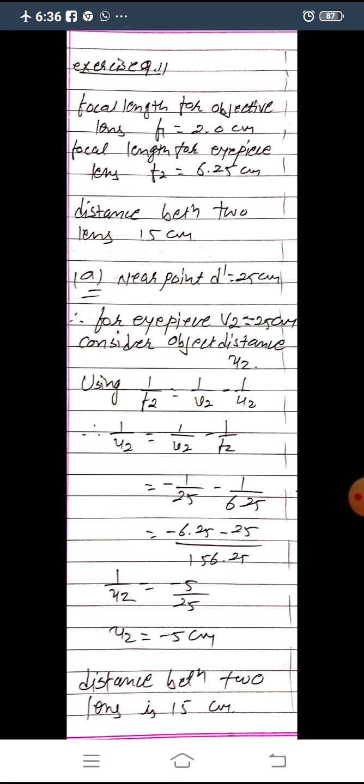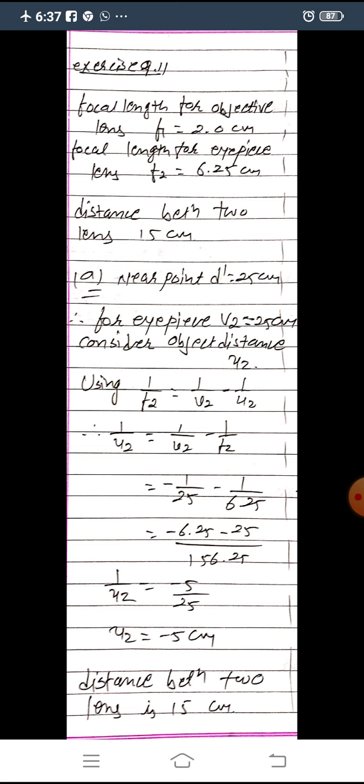The distance V2 from the eyepiece will be 25 centimeters. Consider the object distance for the eyepiece as U2. Just use the lens formula: 1 upon F2 is equal to 1 upon V2 minus 1 upon U2, where 2 stands for the eyepiece lens and 1 for the objective. Make 1 upon U2 the subject and place the values.